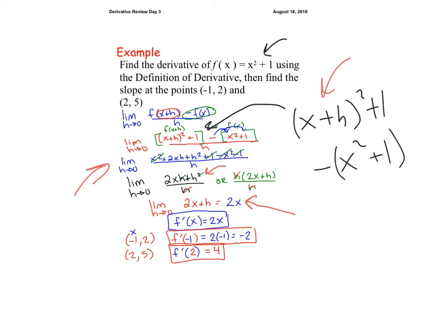When you plug in the -1, because we're talking about these points right here, when you plug in x equals -1, then you can find out what the derivative is at x equals -1. So in this case, at -1, 2, your slope for the tangent line should be -2. So the slope would be -2. And then for 2, 5, your slope for that tangent line at that point will be 4.